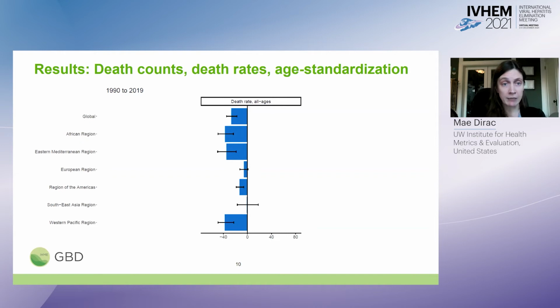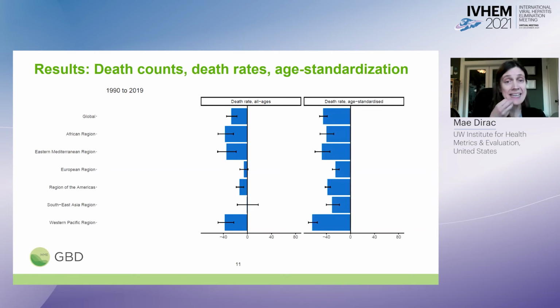Here I'm showing the change in mortality rate, in the all-age mortality rate, between 1990 and 2019, when we measure mortality rate for all ages combined. At the top, we're looking at the global change, and then below that, looking at each WHO region. And we see that when we look at mortality rates over time from 1990, almost every region had a net negative change in HBV-related mortality, with the exception of the Southeast Asia region.